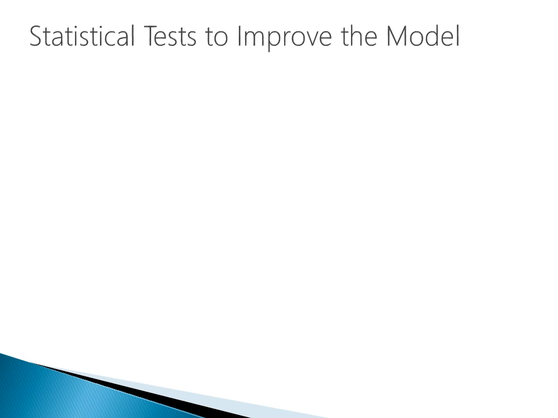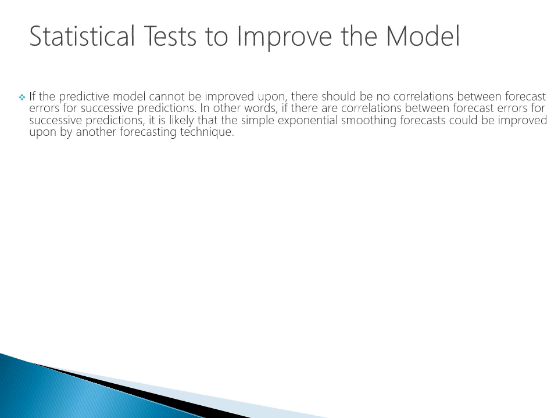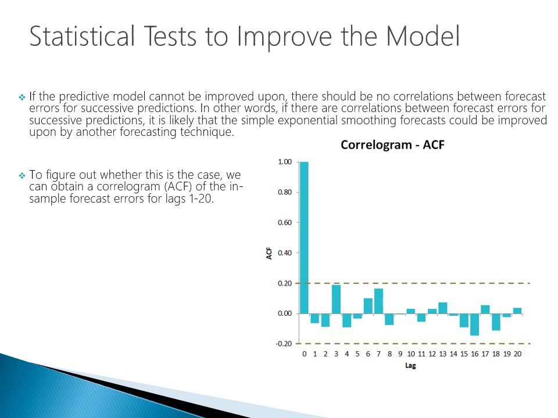What are some statistical tests that we can use to improve upon this model? If the predictive model cannot be improved upon, there should be no correlations between forecast errors for successive predictions. In other words, if there are correlations between forecast errors for successive predictions, it is likely that the simple exponential smoothing forecast could be improved upon by another forecasting technique. To figure out whether this is the case, we can obtain a correlogram, or an ACF, of the in-sample forecast errors for lags 1 to 20.